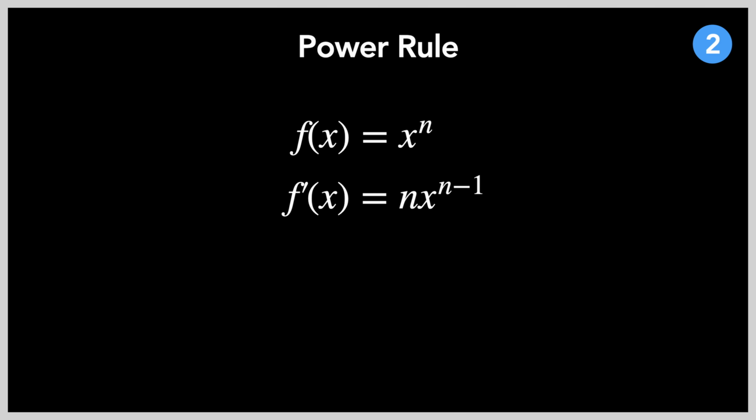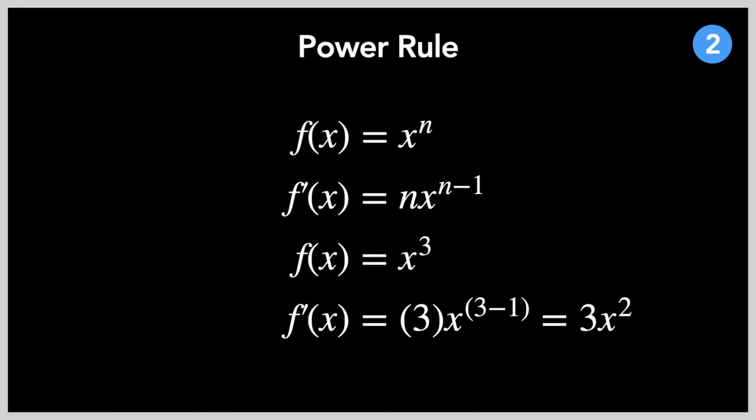The first rule is the power rule. For any term xⁿ, its derivative is n multiplied by xⁿ⁻¹. So, if we have x³, its derivative will be 3 multiplied by x³⁻¹, which is equal to 3 times x².